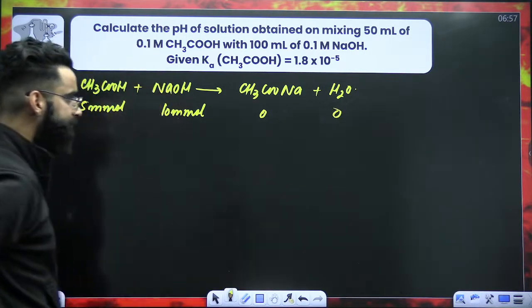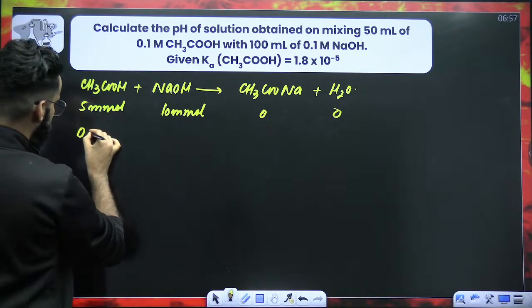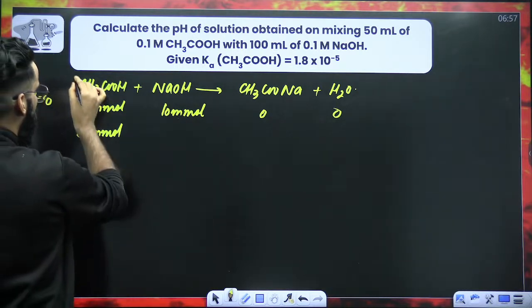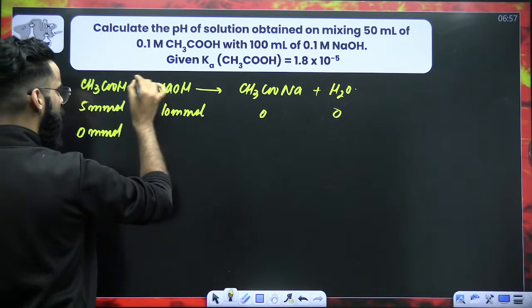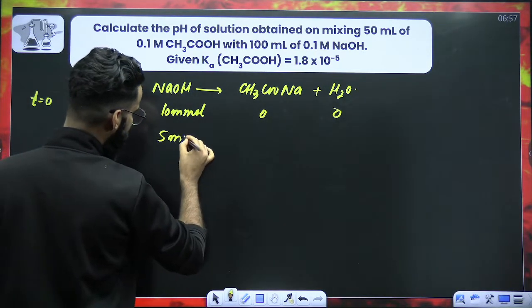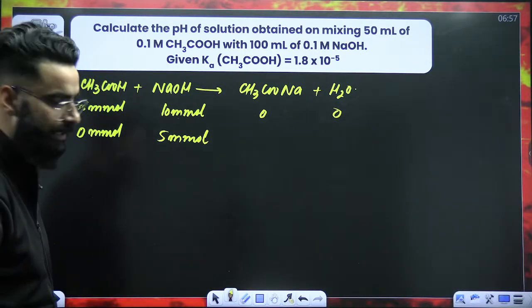Even this has to be 0. Right? Now, which one is the limiting reagent among the two? It is CH3COOH. It will be completely consumed. How many millimoles of NaOH will be left? 1 mole reacts with 1 mole. So 5 millimoles will react with 5 millimoles. I had taken 10. Out of 10, 5 are reacting. So 5 will be left. So 5 millimoles of NaOH are still left in the container.